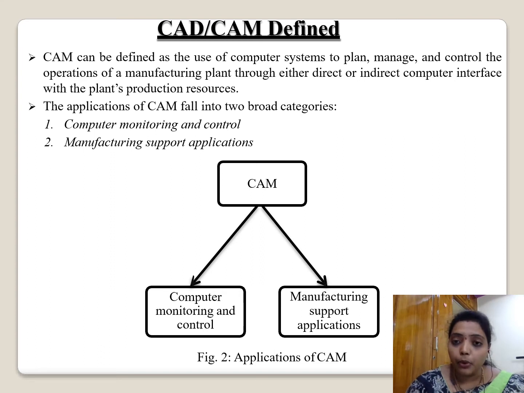How it can be moved into the platform, in which direction it wants to be controlled, everything can be managed and control the operation of a manufacturing plant. Okay, through either direct or indirect computer interface, meaning by using the computer directly or without using a computer. Here in the CAM process, the manufacturing takes place.